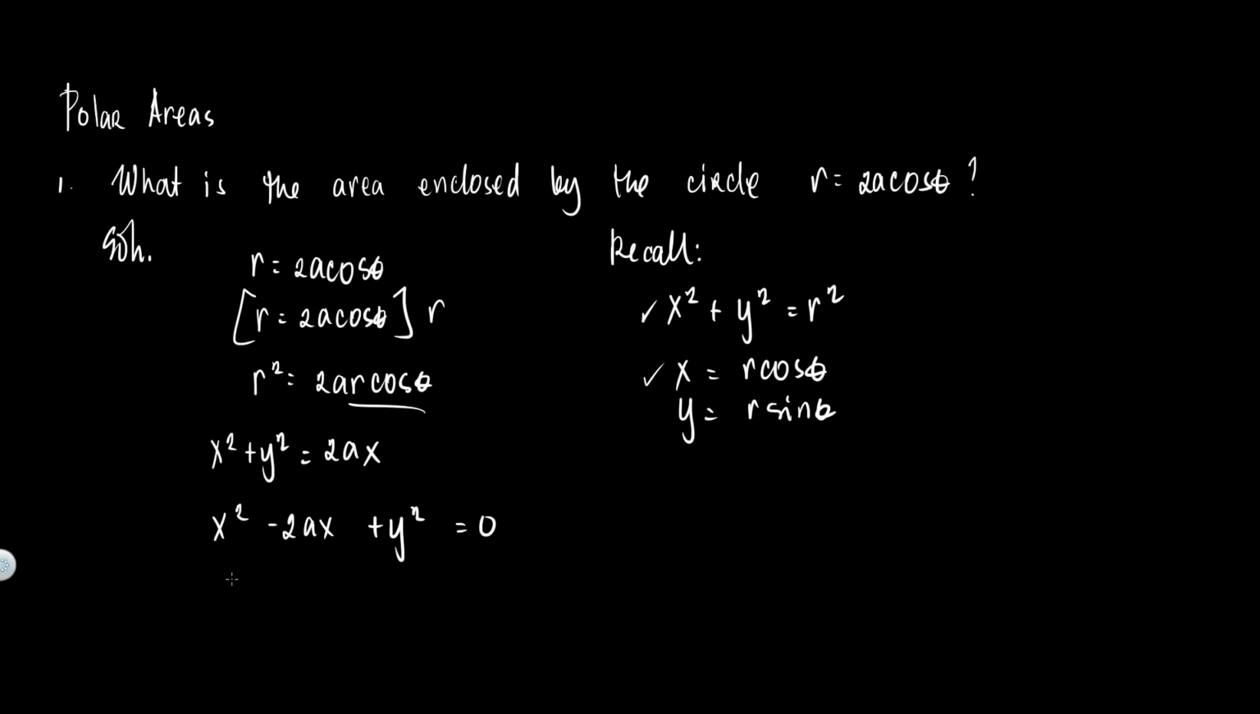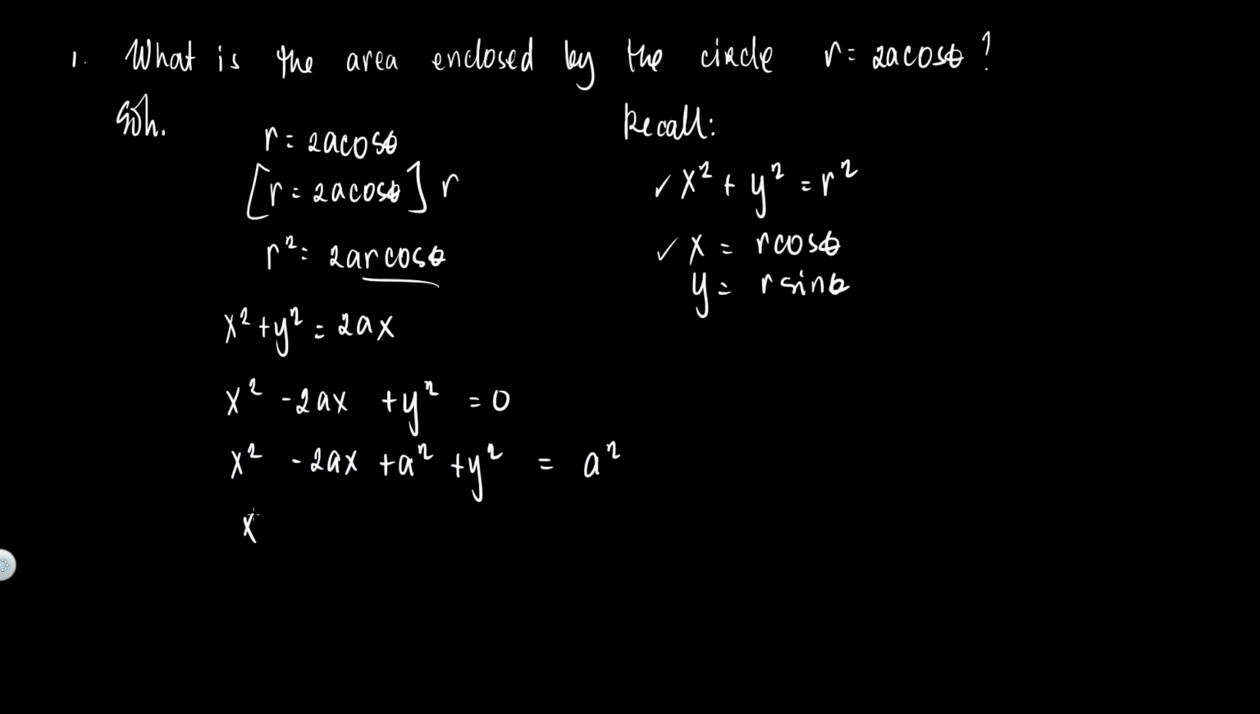Then complete the square. So we have x squared minus 2ax plus a squared plus y squared equals, so kung dinagdag mo rito, ganun din sa kabilang side para hindi magbago yung ating equation. So may a squared yan, so may a squared din dito. Okay? So pwede na natin siyang, this is x minus a quantity squared plus y squared equals a squared. So the center of the circle is at (a, 0) and the radius is a. So a squared yan. So the radius is a.